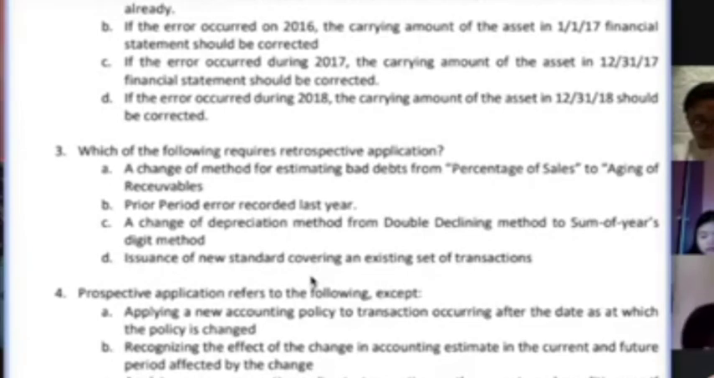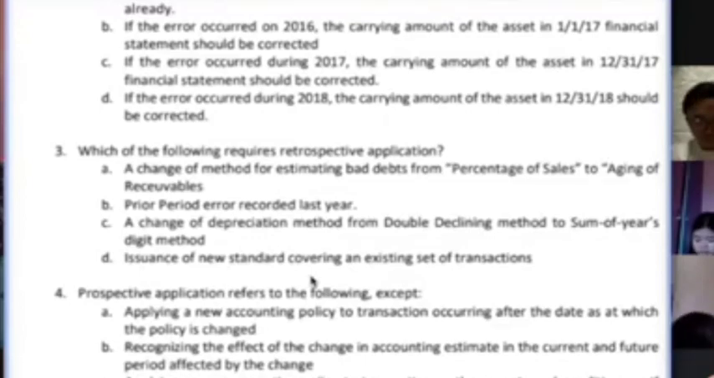Which of the following requires retrospective application? Our answer is letter D, issuance of a new standard covering an existing set of transactions, because, as stated in the book, retrospective application involves a change due to an application of a standard. There were neither mistakes nor omissions. The change is applied only to present the financial statements as if the entity originally had implemented the new policy. Okay, so out of the 4 choices, class, only letter D requires retrospective application. But can you please tell us what is required in Alpha, Bravo, and Charlie?